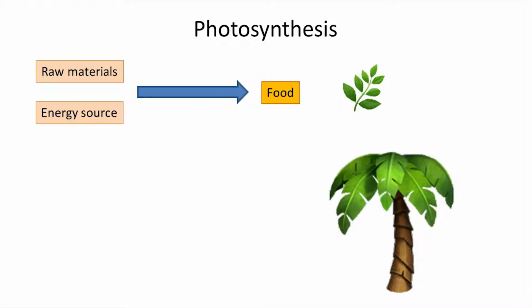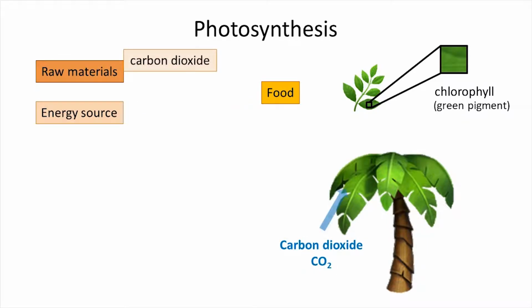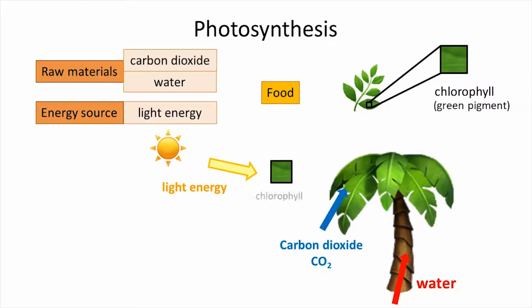Well, because you need chlorophyll. There is a chemical called chlorophyll in most plants. Chlorophyll is a green pigment, and that is why plants look green. Two other raw materials are also needed for photosynthesis: carbon dioxide from the air and water from the soil. Together with the absorption of light energy by chlorophyll, photosynthesis happens.